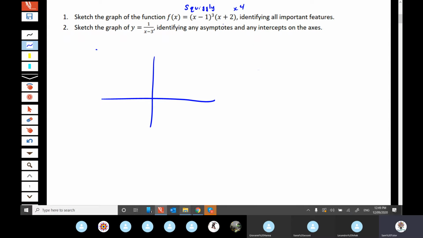All right, back to it. Starting here, negative 2, cut through, 1, squiggly. Negative 2, cut through, squiggly.